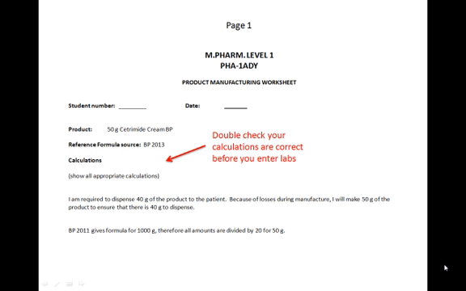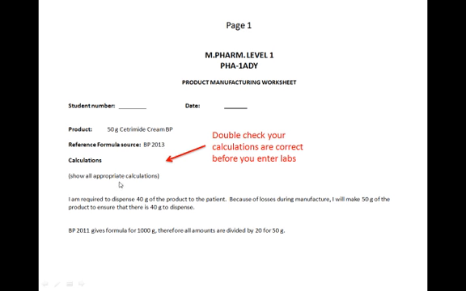Right, so this is what the first page of your batch documents will look like. So we've got all the relevant information here to talk through. So you of course have to include the student number and date on each of your batch documents, and you definitely have to get the right product and the right amount of product that you're going to be making in the lab. And then you have to write in the reference source that you got your procedure from.